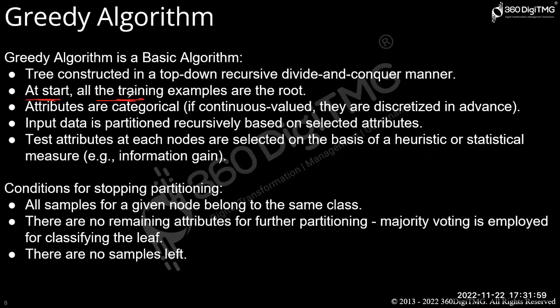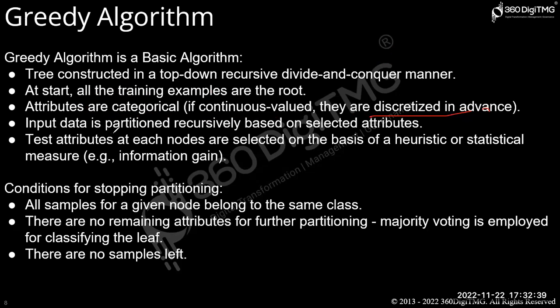At the start, all the training examples are at the root. Like we have discussed, x1, x2, x3, we consider all of them as root nodes, and based on that, we will build the decision tree. Attributes are categorical. So whatever features we are considering should be categorical, meaning discrete. If not, what we'll do is simply convert those continuous values into discrete values. If we have continuous data in the inputs, we'll simply convert that continuous data into discretized values.